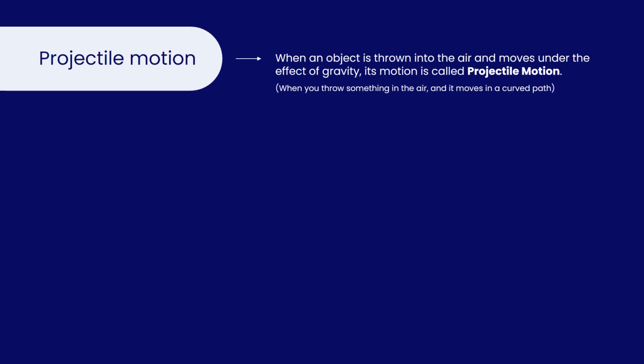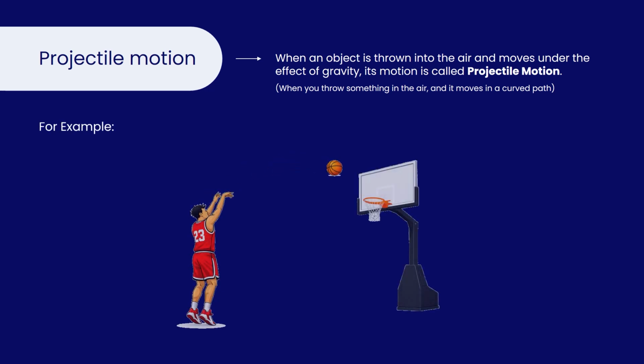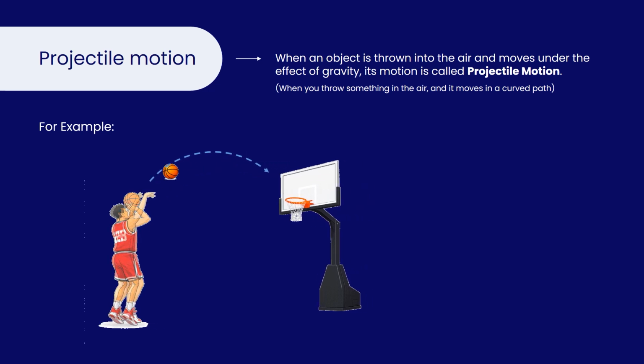Projectile motion. Look at the picture. The object is thrown into the air. Instead of moving in a straight line, it follows a curved path. This motion is called projectile motion. Whenever an object is projected and moves only under gravity, it follows a curved trajectory.